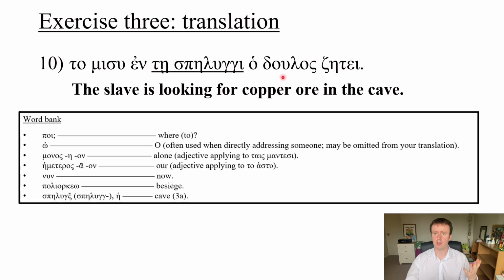Chodoulos means the slave, and he is the subject, which we know from the form of the definite article and from the ending, and the verb zderte means he, she, or it looks for. Zderte or is the verb to look for. The ending a has been added to make it third person singular. So he, she, or it looks for, and we know who that he is, namely the slave. So the slave looks for, or is looking for. You could say the copper ore, or just copper ore in the cave.